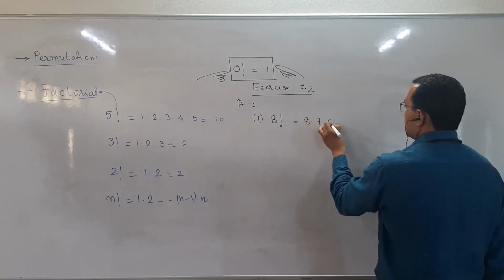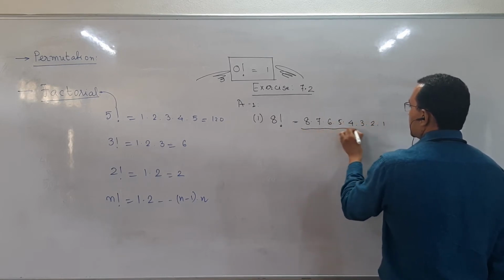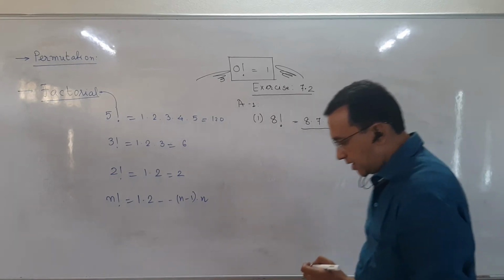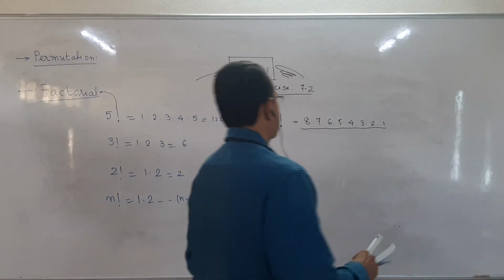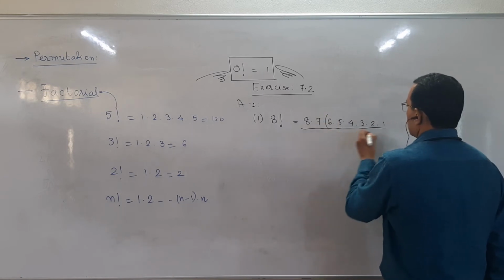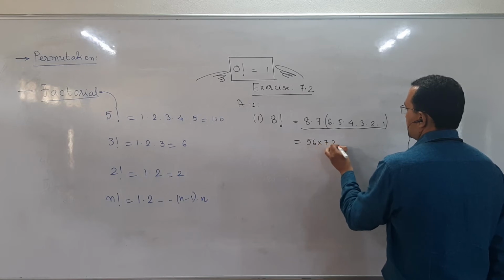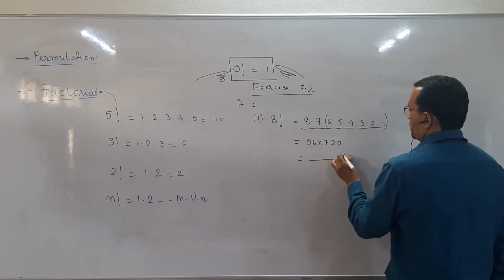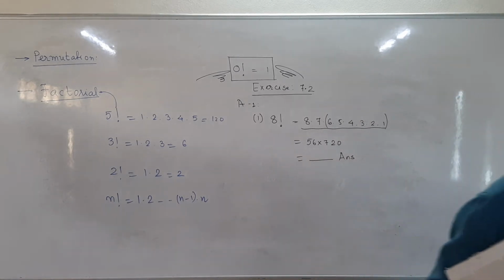I am writing 8, 7, 6, 5, 4, 3, 2, 1. Multiplication is commutative. Even if I write product of 1 to 8, or students, if I write product of 8 to 1 natural numbers, the concept remains the same. So multiply this. Then students, 6 factorial. This is 56 and this is 7. When we multiply, whatever you get is your answer. That's what I leave for you to complete.